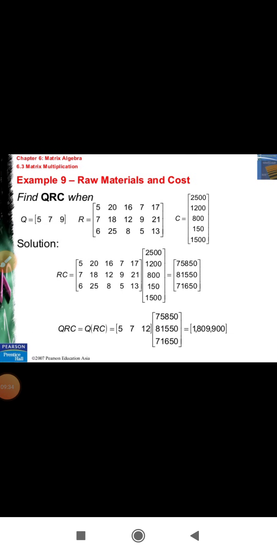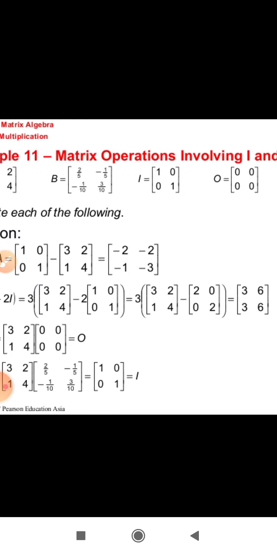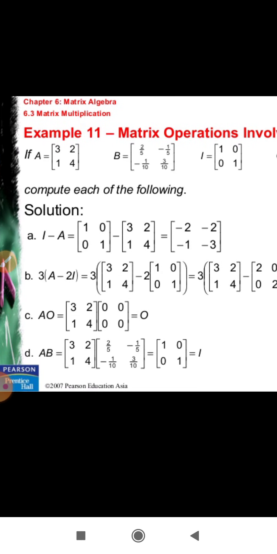Again, matrix operations involving I and O. I is nothing but an identity matrix. A is equal to 3, 2, 1, 4, and B is given here, and O. Compute each of the following. I minus A, where I means the identity matrix and A is given here.